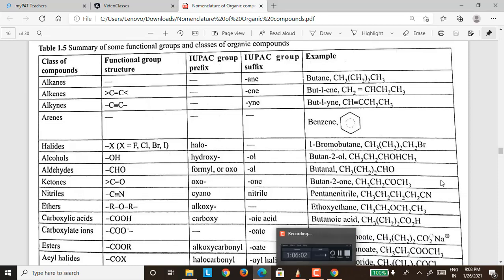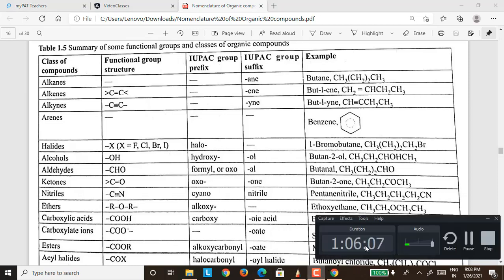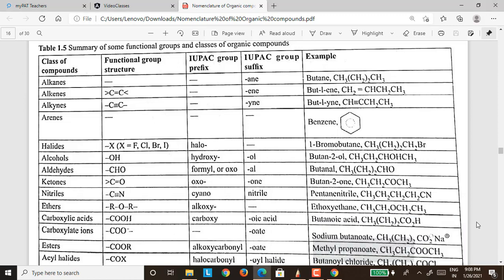So next, let us revise whatever we studied, that is suffix, prefix, name of different functional groups. So class of compound is alkane, functional group, structure: alkane means single bonds between carbon atoms, there is no prefix for this, and suffix is ane. So methane, ethane, propane, butane, pentane, hexane, like this. So butane, one structure CH3CH2CH2CH3, name example is given, butane. Okay.